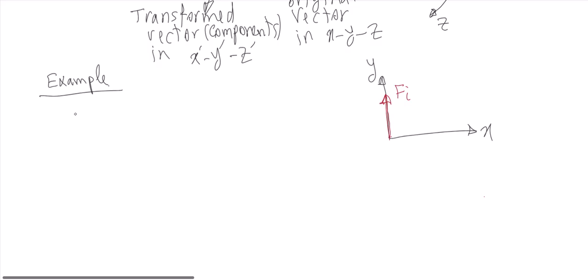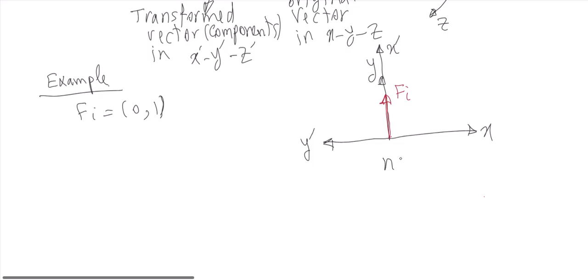Obviously, my fi would be 0, and let's assume this has a unit magnitude. So my fi would be 0 and 1. Now, if I come and rotate my coordinates by 90 degrees, so therefore my y prime comes here and my x prime goes there. So I rotate xy about 90 degrees, right hand rule.